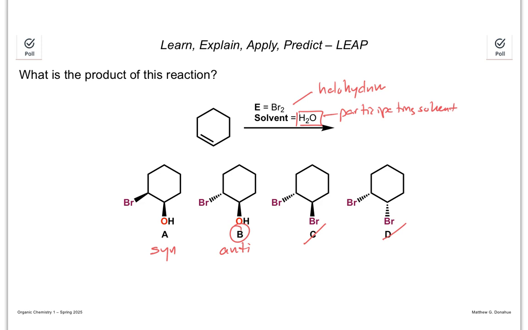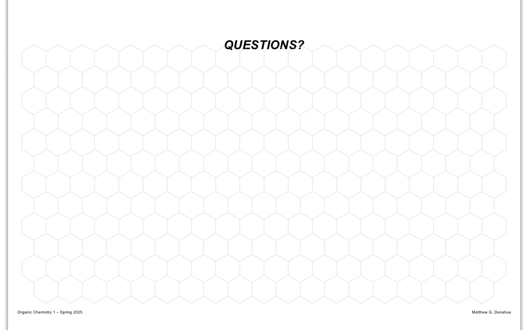And so what I mean by that, see this H here? So you can look at that and know that water was used as the solvent. If your product was this, you can look at that and say the solvent was methanol. Any questions?